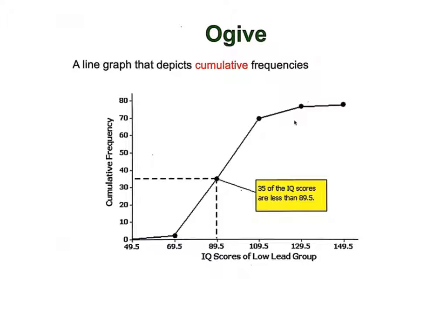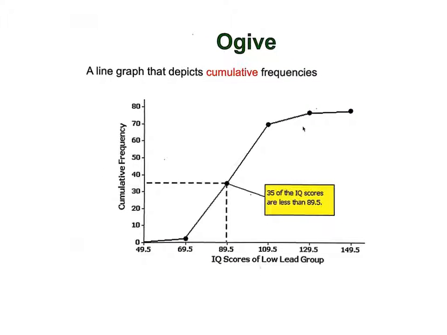The last one is called an ogive, and it depicts cumulative frequencies. This is the same low lead group again. If you pick a point on there, like this one right here, it says that since it corresponds to 35 over here, and this is cumulative, 35 of the IQs are below 89.5. If you go up to here, that's 109.5, and they drew a line over there: 70 of the IQ scores are less than 109.5. And then once you get up here at the top, that's probably the top one.